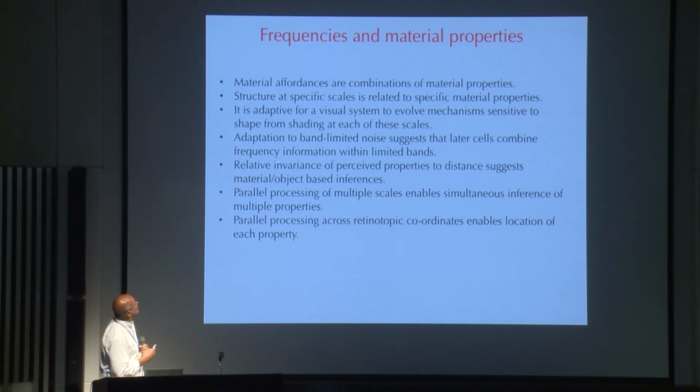It suggests that later cells combine frequency information within limited bands. But also, as I would say, you need all the different scales to come out of striate cortex to extrastriate cortex to be able to be used by later cells. The relative invariance of perceived properties of distance suggests material object-based inferences, which are of higher order than anything I've talked about here. The parallel processing of multiple scales enables simultaneous inference of multiple properties. And also, the nice thing about filters, which you don't get out of the global thing, is the filters can give you the amplitude and the phase information.